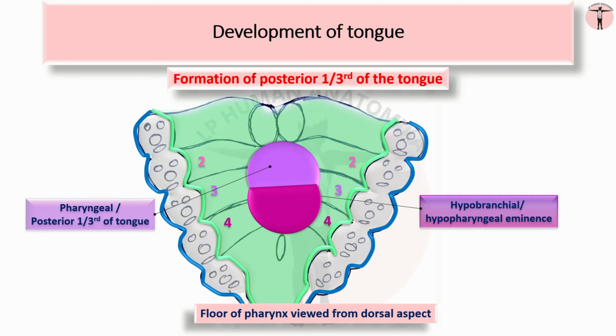The caudal part of the hypobranchial or hypopharyngeal eminence formed by the posterior part of the 4th arch develops into the epiglottis. Immediately behind this swelling is the laryngeal orifice, which is flanked by the arytenoid swellings.